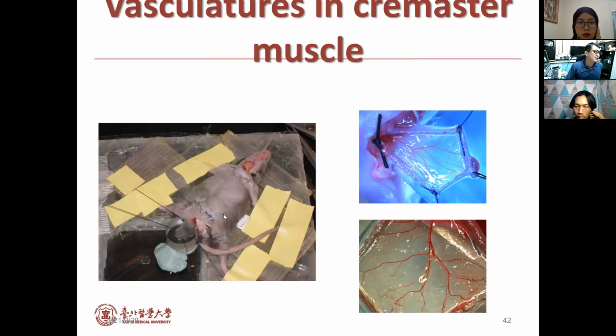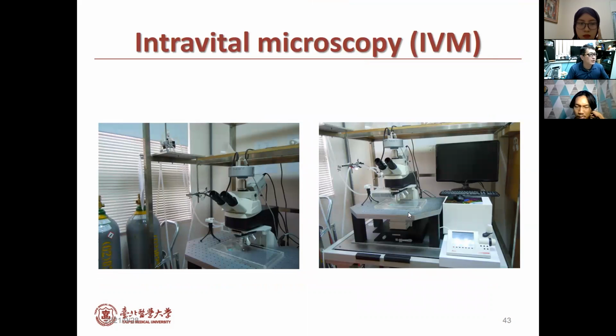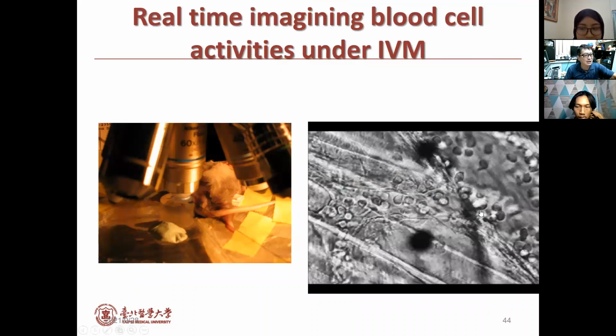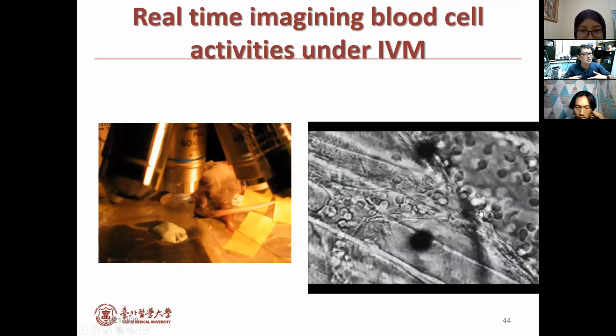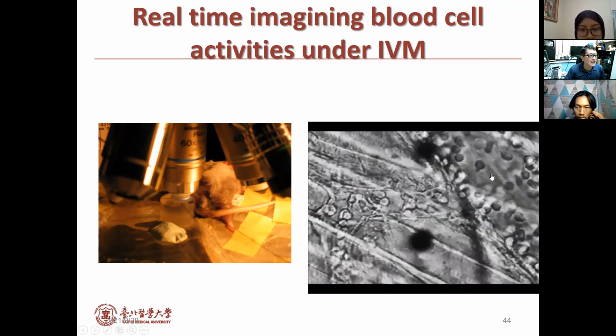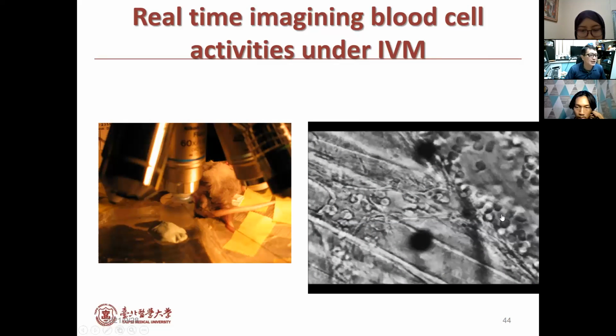This muscle is minimal in appearance. After the surgery, you put it on the stage, spread out the muscle, and see a lot of vasculature. Then we put it under the microscope and can do imaging and filming in real time. And this is another model, a sickle cell disease model, because this setting is highly inflammatory. You see a lot of leukocytes rolling in a fast or slow pattern, and something is sticky over there.